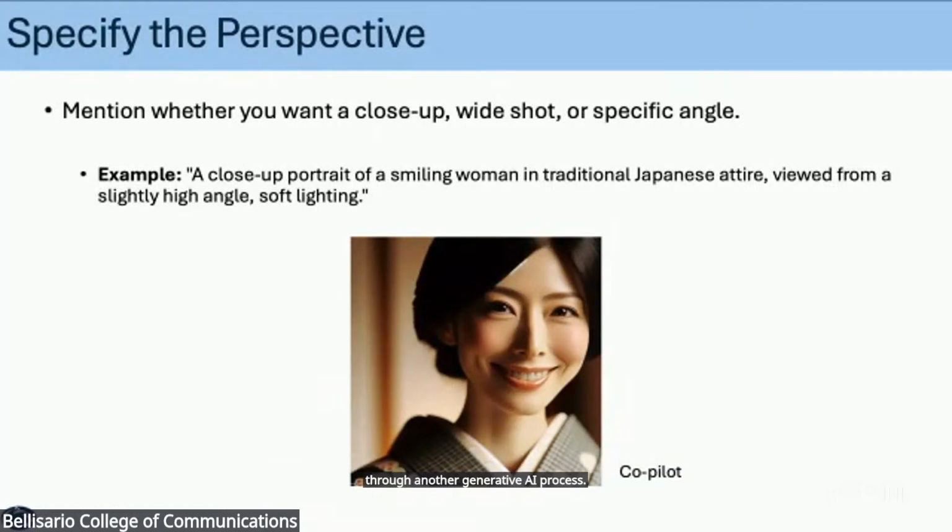Okay, you also may want to specify the perspective. So what angle do you want to be looking at this particular image? Do you want it to be close up? Do you want it to be a wide shot? The example that I used here was just a close-up portrait of a smiling woman in traditional Japanese attire viewed from a slightly high angle with soft lighting. And that is essentially what I got. Again, I used Copilot for this.